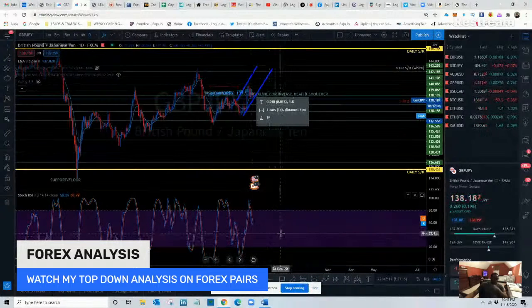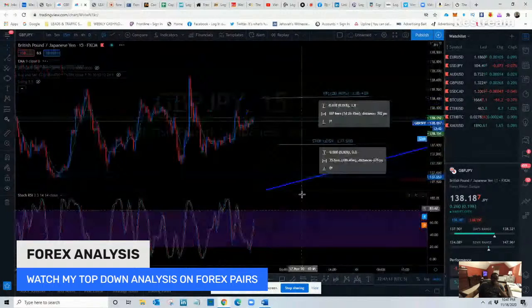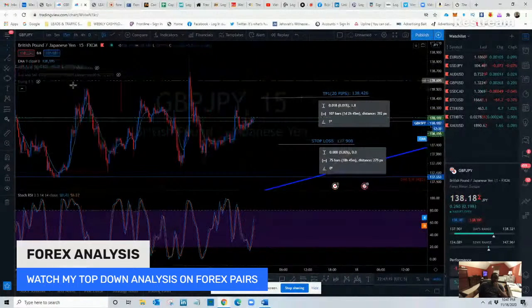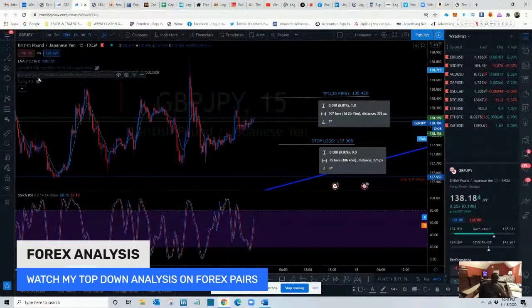That way you're entering the market at the right time and exiting the market at the right time. Entries and exits are the key to profiting in this market. Actually knowing when to enter the market and when not to, that's the key to being a profitable trader.